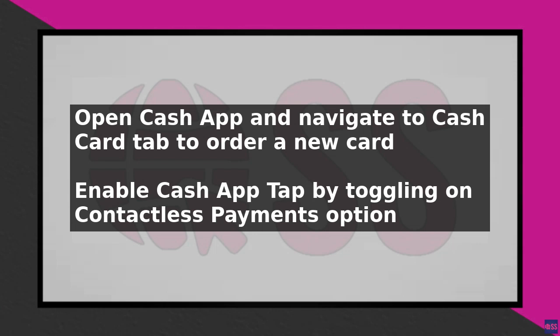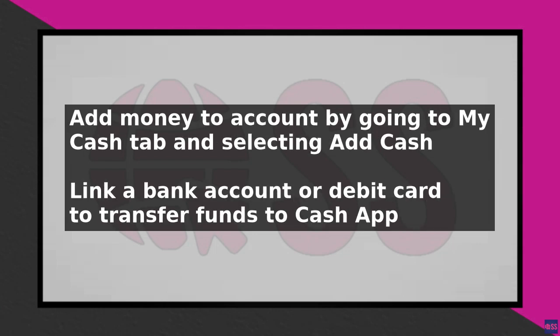To add money to your Cash App account, go to the My Cash tab and select Add Cash. Then choose the amount you want to add and confirm the transaction. You can also link a bank account or debit card to your Cash App account to transfer funds.